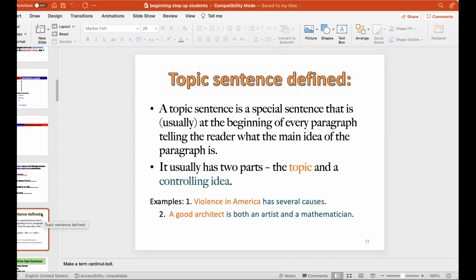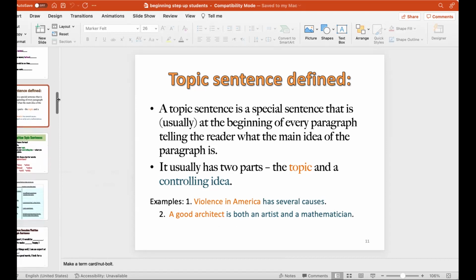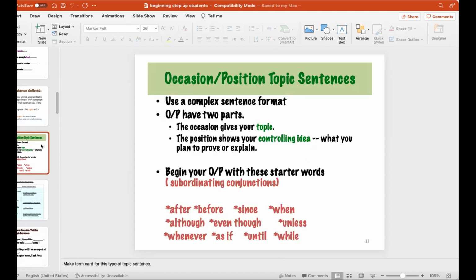A good architect is both an artist and a mathematician. So my topic is a good architect. And I'm only going to talk about the skills that architect has as an artist or a mathematician. Nothing else. Not where he went to school, not what kind of design he loves, or the kinds of buildings he's built. I'm going to talk about who he is as an artist and who he or she is as a mathematician.